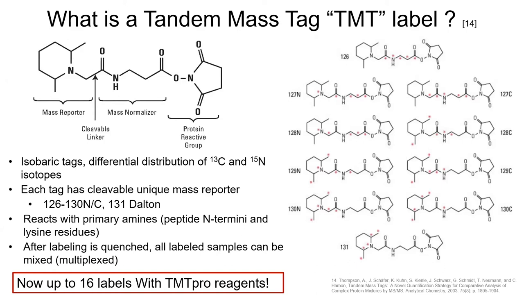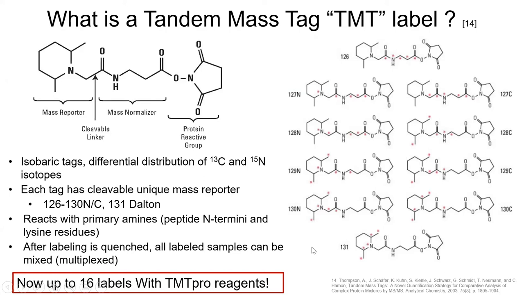And so that is something that I think is really cool. And in the tags where they're labeled as N and C, that is because one is a nitrogen isotope and one is a carbon isotope, which is really cool. So, sorry. Oh, no. Yeah, that is really cool, the fact that you can tell that.